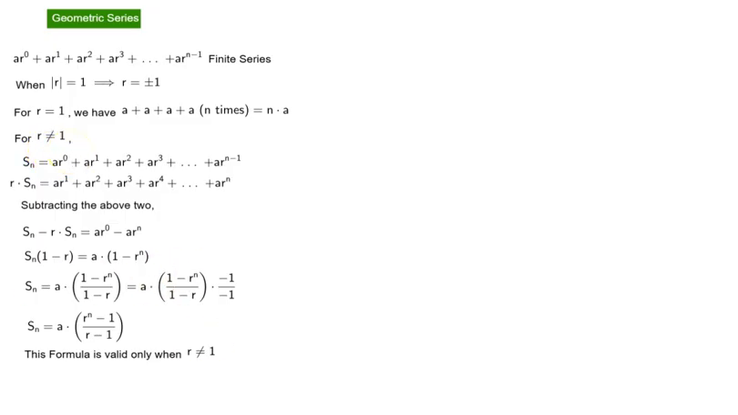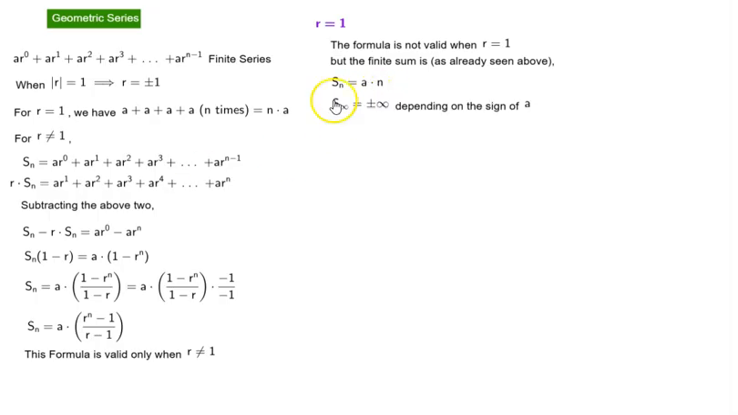So let's dig deeper. When R is equal to 1, the formula itself is not valid, because in the denominator we will end up with 1 minus 1, 0. So in that denominator we can't have 0. So the formula itself is not valid, but we know that the finite sum is n times A. That means S sub n is equal to A times n. And if we take the sum to infinity, that means infinite number of terms, if we add up, it will go to plus or minus infinity depending on the sign of A.